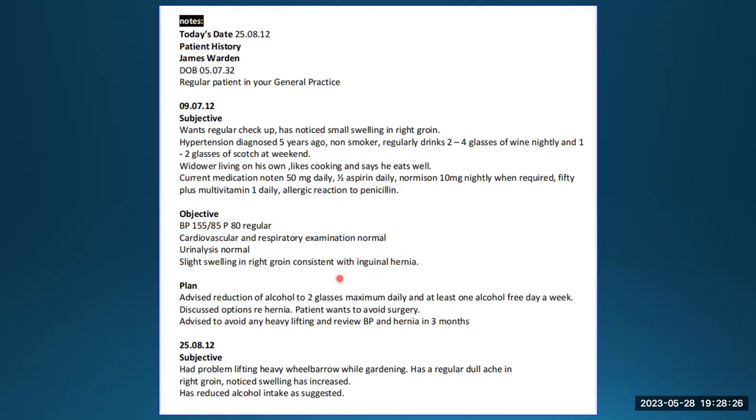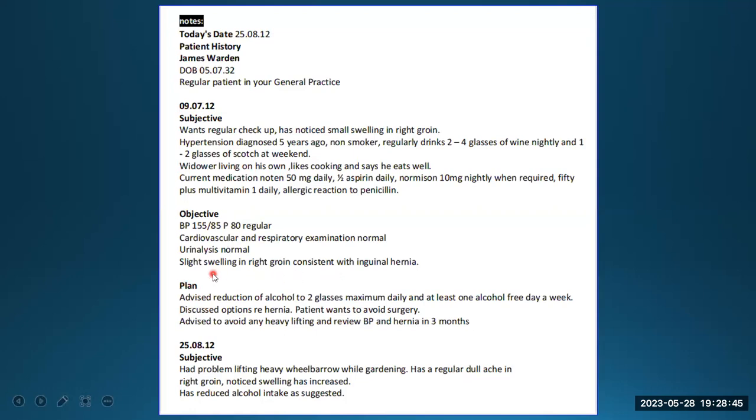So what happened? Now I have examined his right groin, and I have seen that there is a swelling, and I am making my diagnosis as inguinal hernia. A GP can make this diagnosis. Inguinal hernia diagnosis is very easy. Next, what was my plan?